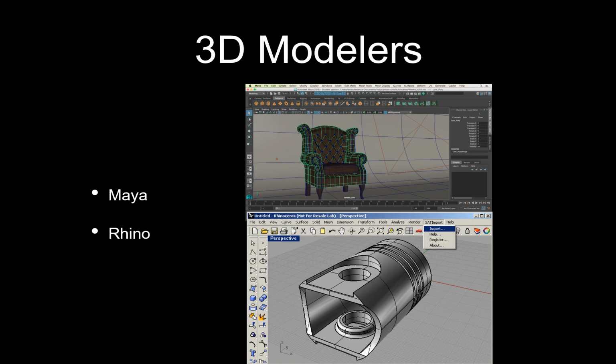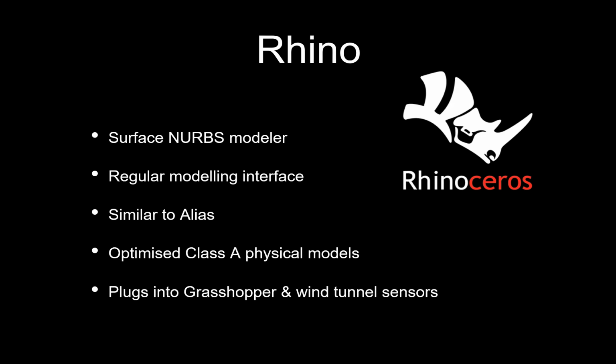So again, 3D modelers we were talking about before. Above you had the poly, and below you had the NURBS. So you can see Rhino below, which is what Dan's going to teach you, and Maya above, which is what I'll be teaching you. Rhino is a surface NURBS modeler.